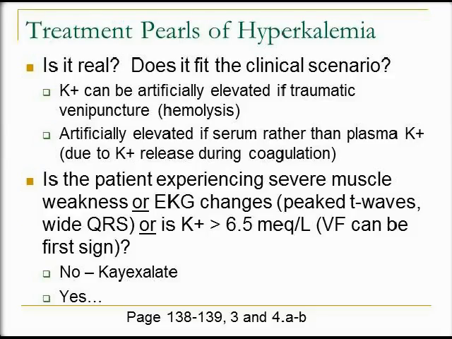You also want to ask yourself, is the patient experiencing severe muscle weakness, or are they having EKG changes like peaked T waves or a wide QRS? Or is the potassium greater than 6.5? VFib, or potentially fatal ventricular arrhythmias, can be your first sign of hyperkalemia. If you don't answer yes to any of those questions, you can give Kayexalate. If yes, then you want to think a little bit more about urgent treatment of hyperkalemia.